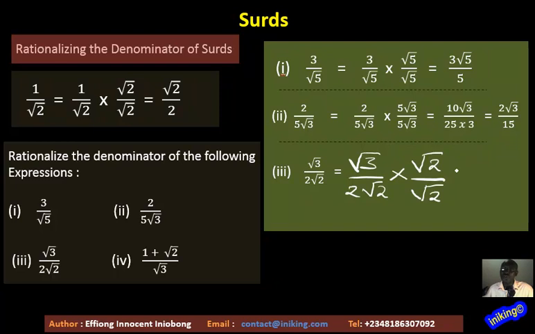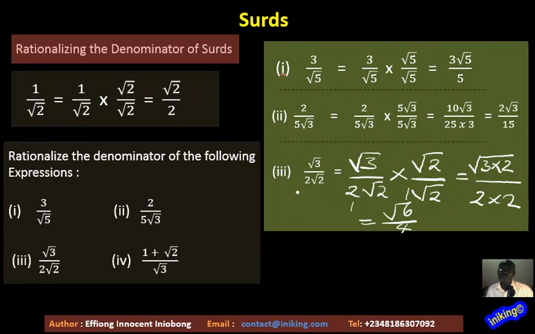Root 3 times root 2, you will agree, is root of 3 times 2, so that will give me root 6. Divided by 2 root 2 times 2 root 2. This is 2, and there is a 1 there, so 2 times 1 is 2. Now root 2 times root 2 is also 2. So that gives us root 6 divided by 4.